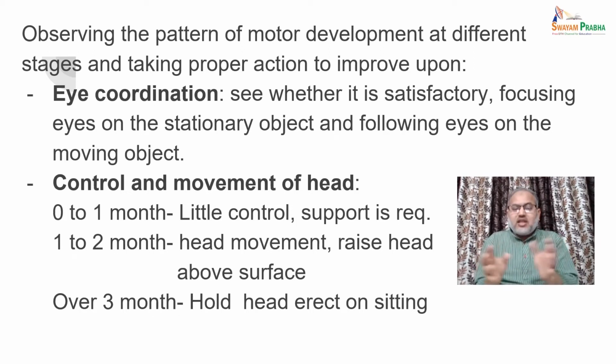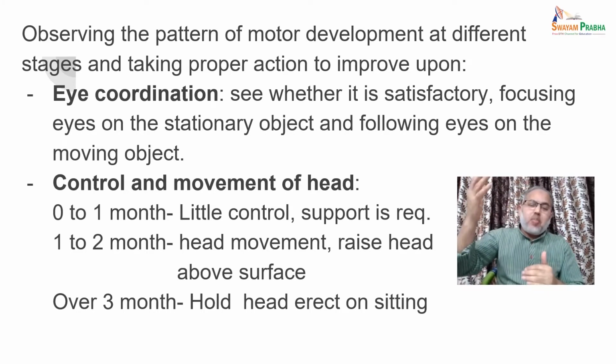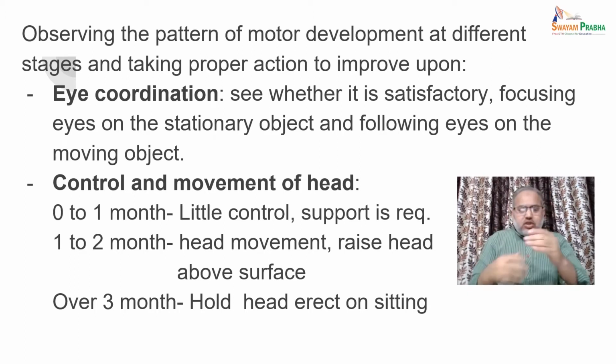The baby moves their head left and right to see something. From where the voice is coming, they move towards that side. They raise the head above the surface. Then after 3 months, they are in a position to hold the head erect on sitting, which was not possible before. So this is basically the gradual development in the control and movement of the head of the child.